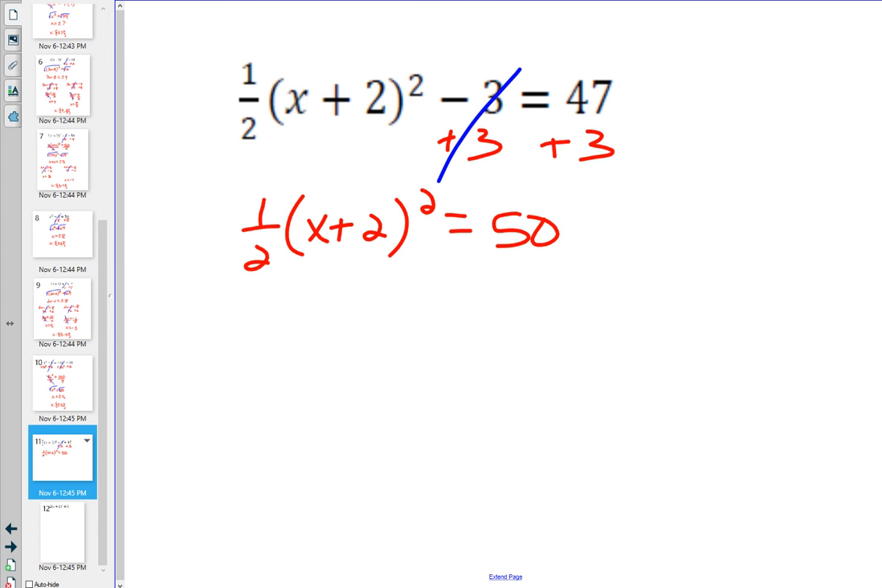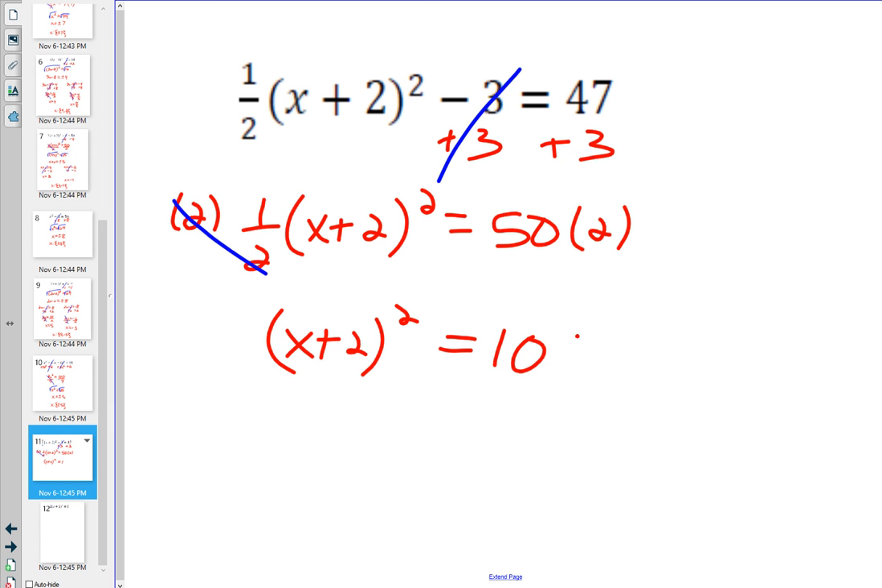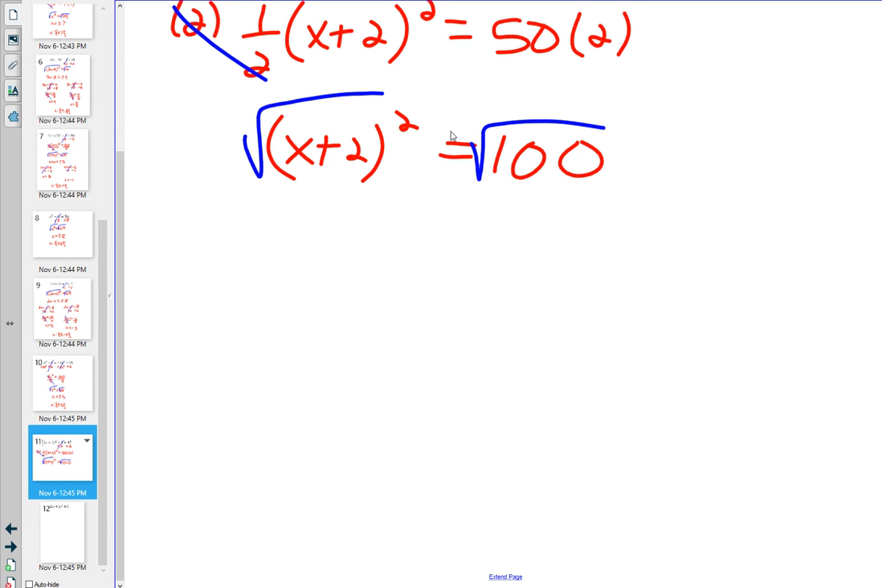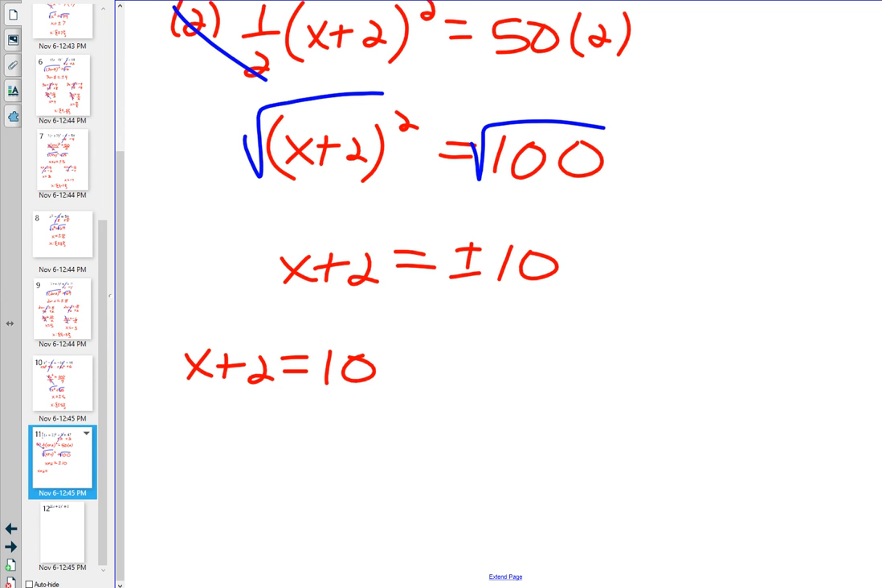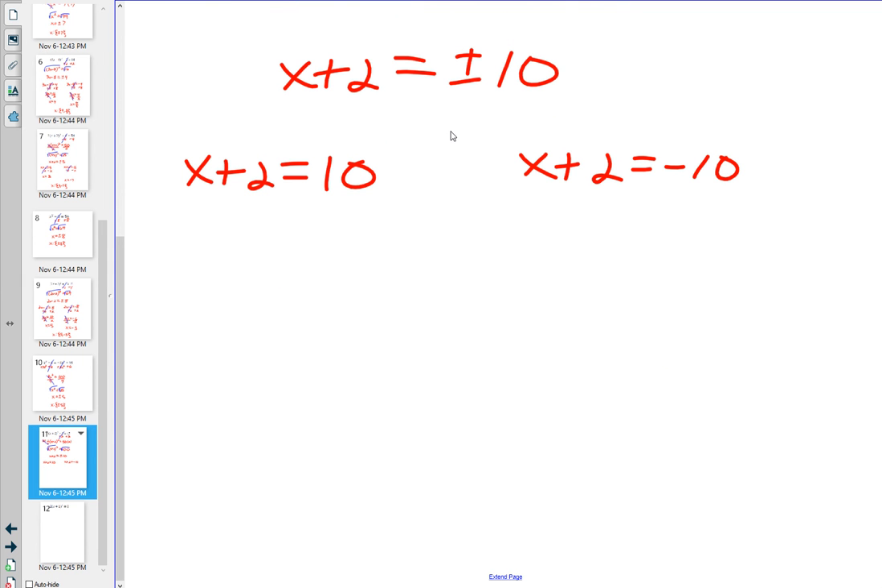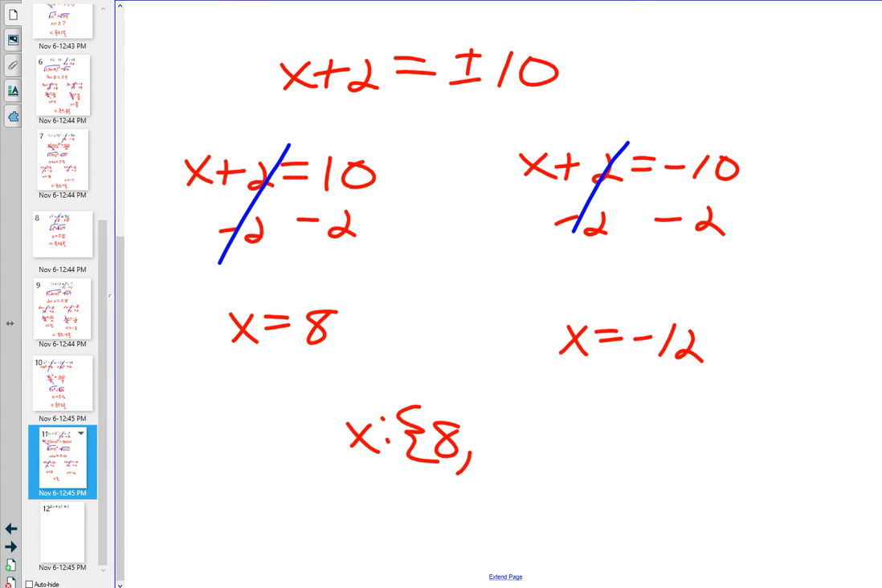And then what? Good. The way you get rid of multiplying by 1/2 is to multiply by 2. So x plus 2 squared is equal to 100. And then we do the square root property, which means on the next line I got my x plus 2 equals plus or minus 10. So since I'm not done solving, I gotta split it. Two separate equations, minus 2, minus 2. X is equal to 8. Minus 2, minus 2. X is equal to negative 12. So we got 8 and negative 12. I got it. Booyakasha.